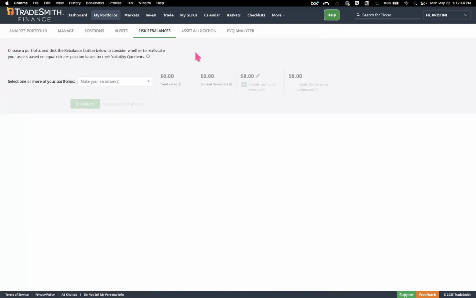All right. So the first step to the risk rebalancer tool is selecting the portfolio that you're wanting to rebalance. For today's lesson, I'm only going to rebalance one portfolio. You are able to rebalance multiple portfolios. That can get a little confusing. In your script, I'll add instructions how to do that, but to keep it simple so nobody gets confused, we're going to use one portfolio.